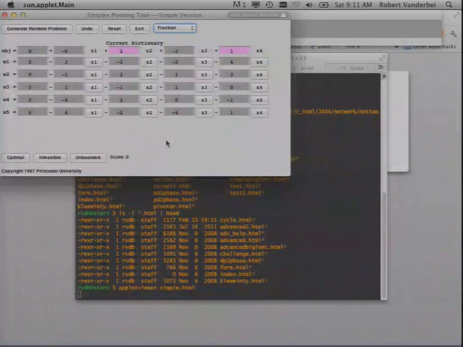We have to make a decision, so I'll pick x2. I picked it because it has the larger coefficient, but there's no guaranteed benefit in that. It's just tempting. So I'm tempted, and I'll pick x2.